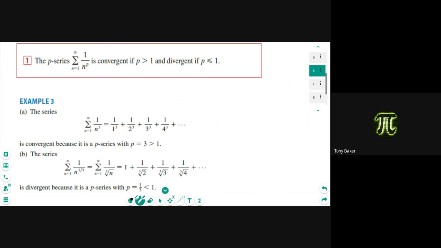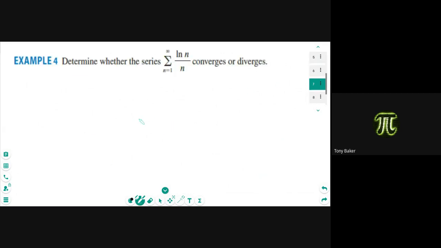Let's do one more of these. All right, let's look at this one. Not a P series. How do I know it's not a P series? It's not just one over n to some power. Yes, there's no p.